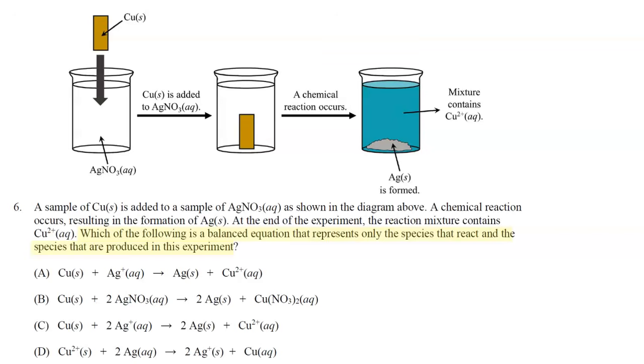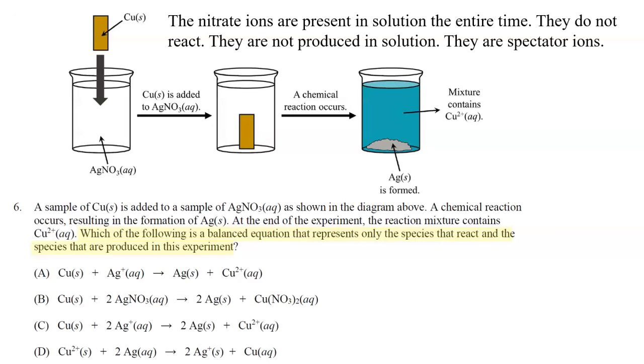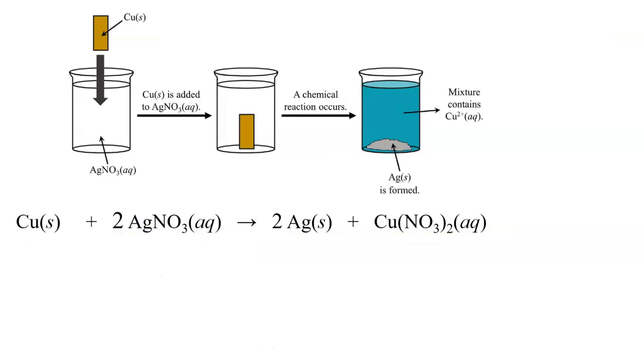So even though choice B looks like it could potentially be the correct answer, the problem is that the nitrate ions were not reacting and they were not produced. The nitrate ions are simply present in solution the entire time. So nitrate ions do not react, nitrate ions are not produced, they are spectator ions. Let's go back and take a look at this equation.